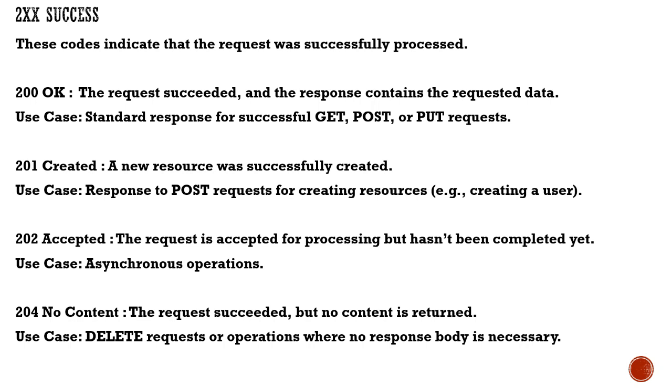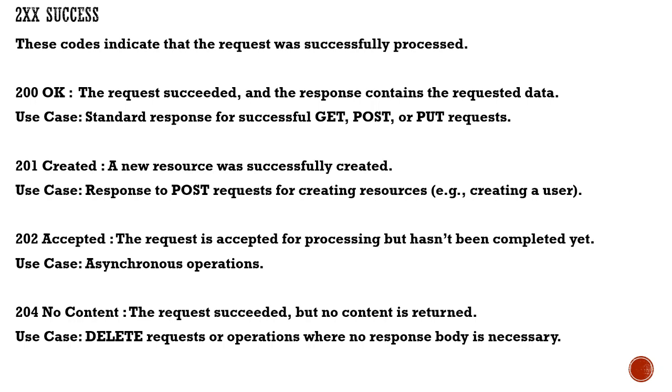So there are different status codes. 200 is the OK status, which means that the request succeeded. The response contains the requested data. So whatever the client has requested, right, the server has responded to it. So it is basically a standard response for success, like when you're trying to call any GET method, POST method, or a PUT request. So basically you're trying to get some information from the server.